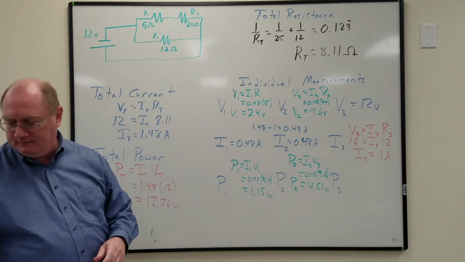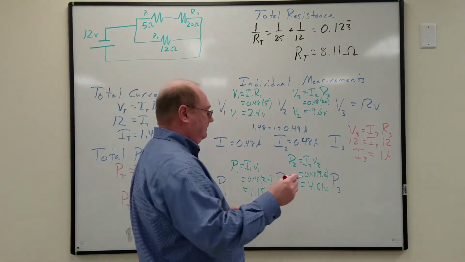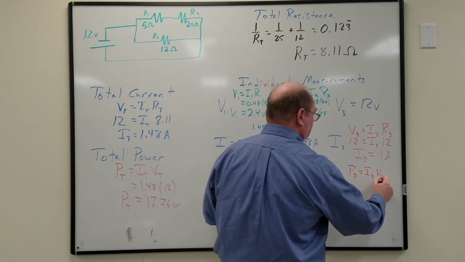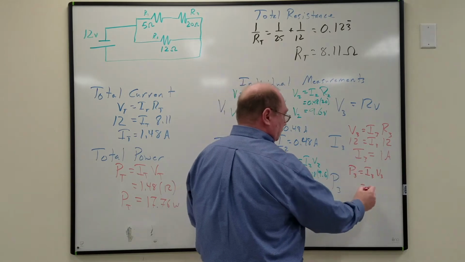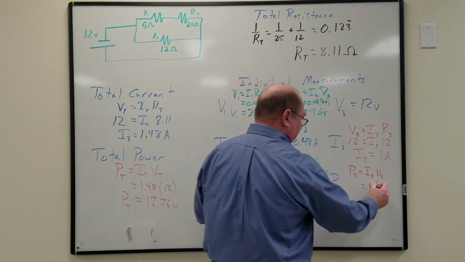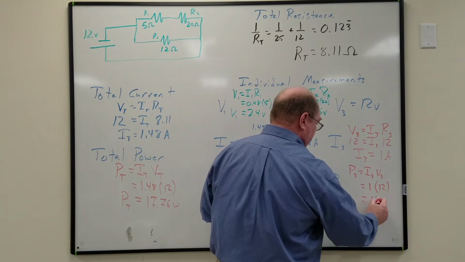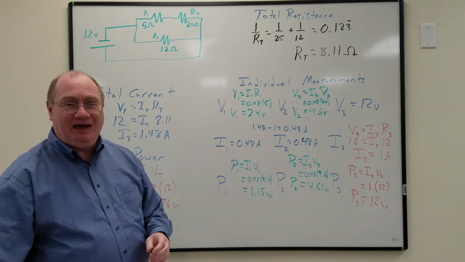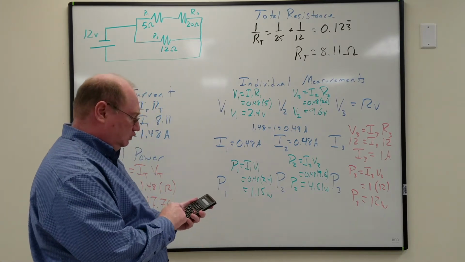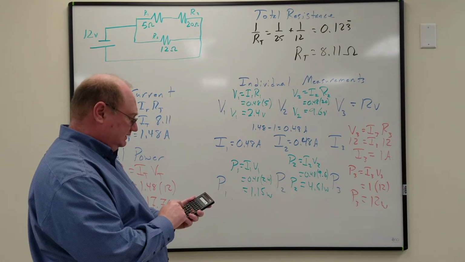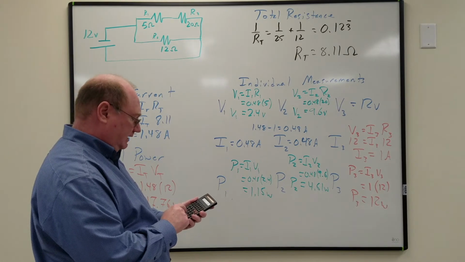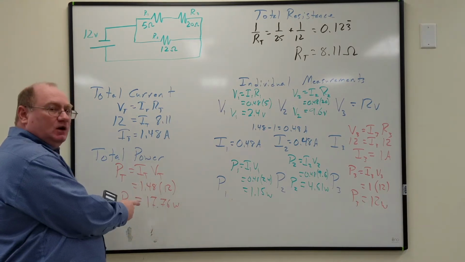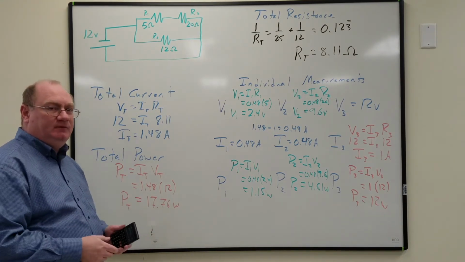And for the last one, same thing. Current is 1 amp. Voltage was 12 volts. So its power is 12 watts. And if we add those up, we got 12 plus 4.61 plus 1.15, we get 17.76 watts, just like our original power. So again, we should feel confident about our answer.